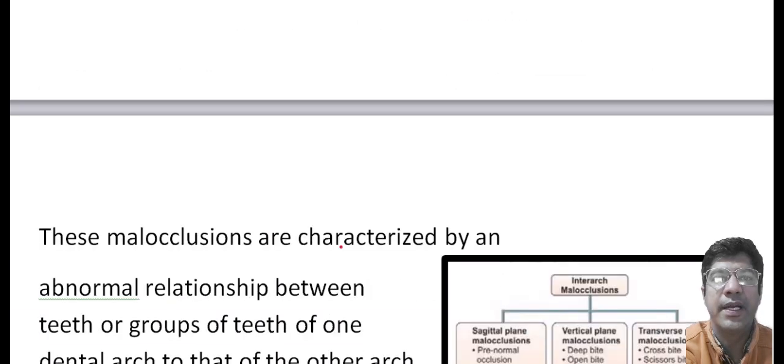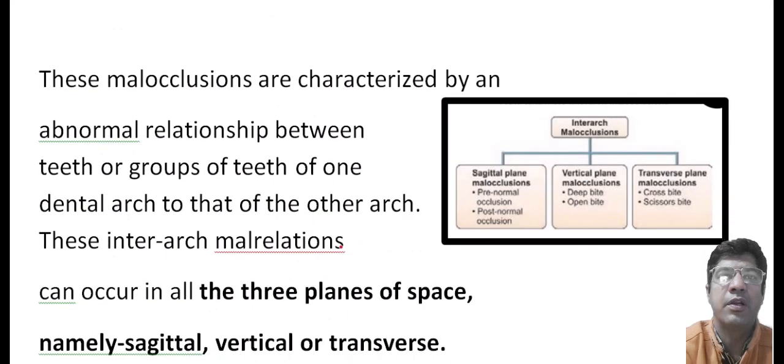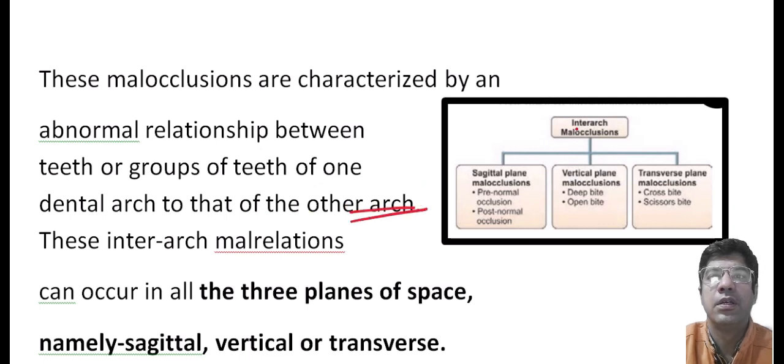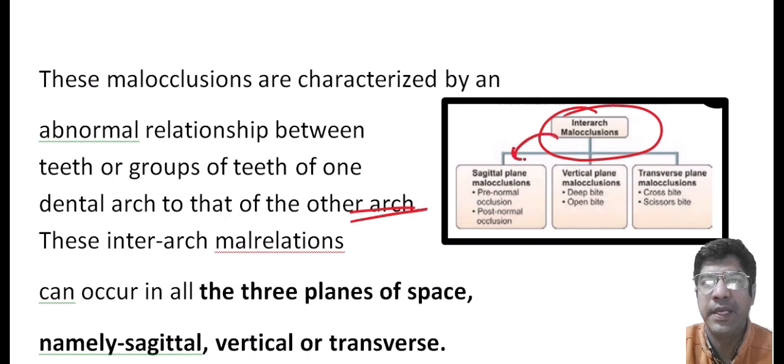Now the malrelation of the dental arches. These malocclusions are characterized by an abnormal relation between the teeth of one dental arch to that of the other. So remember, the interarch malrelation can occur in three planes. One is sagittal, second is vertical, and other is the transverse plane. Sagittal means there is an issue related to the anteroposterior positioning of the upper and lower teeth.